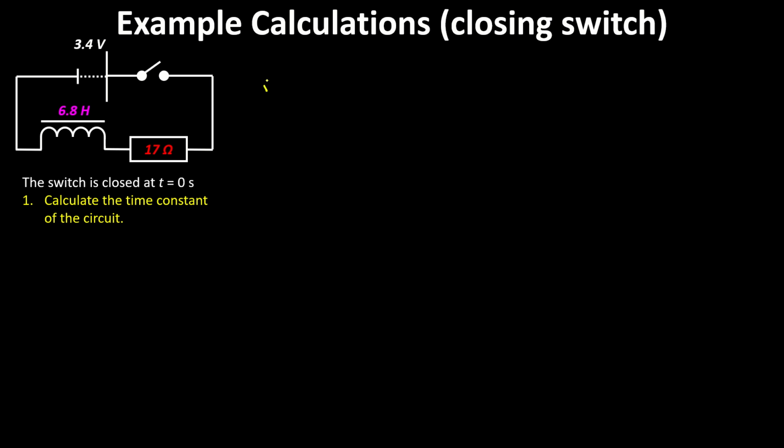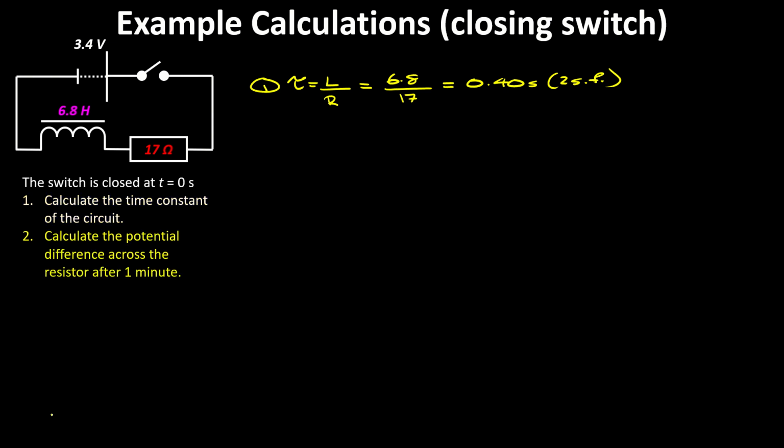Number one, we want to calculate the time constant. The time constant for a circuit like this is L over R. In this case, we've got 6.8 divided by 17, and that's 0.40 seconds to two significant figures. So that's pretty straightforward: plug in the numbers from the circuit. Notice that the supply voltage doesn't matter, it doesn't affect it. All right, what's the potential difference across the resistor after 1 minute?